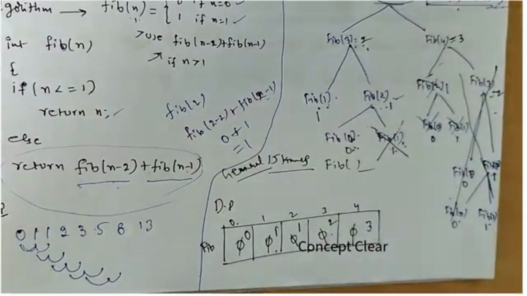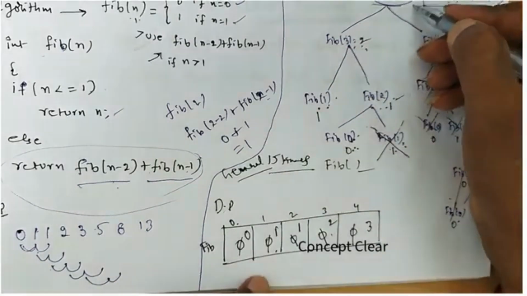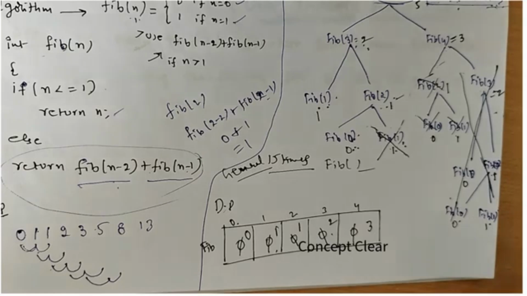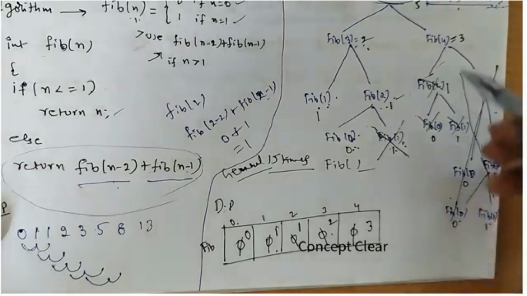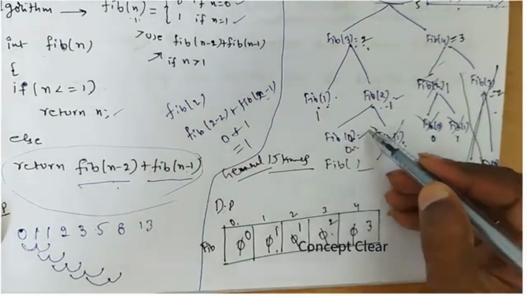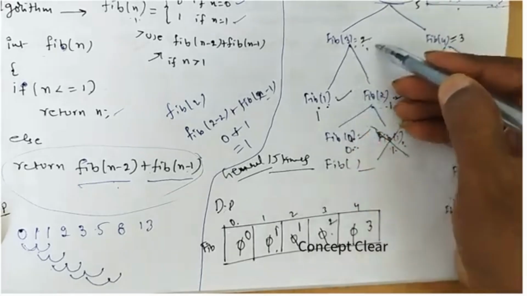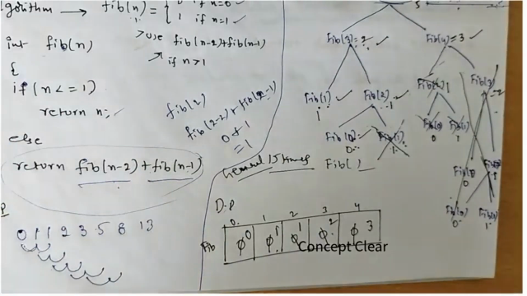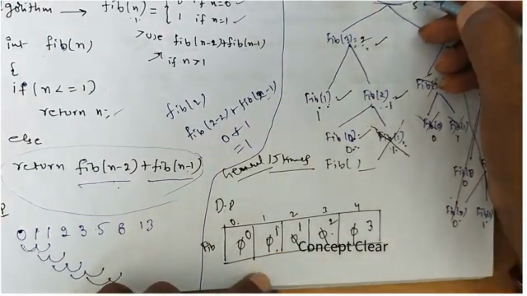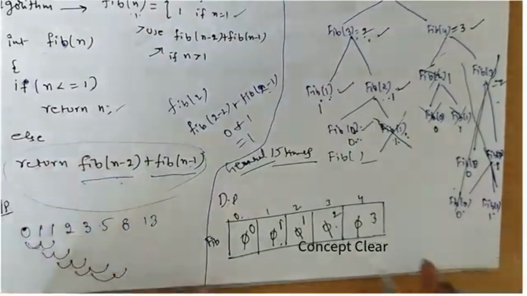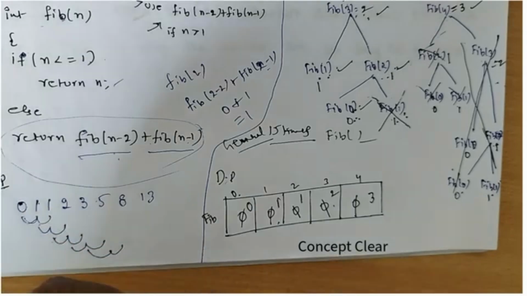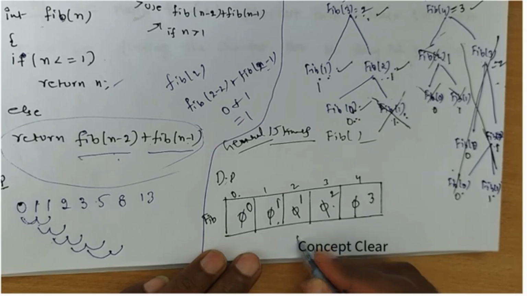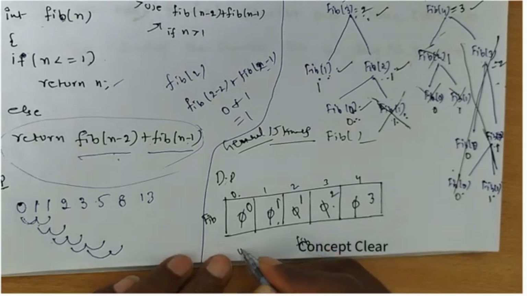And what about fib of 5 value? Fib of 5 value equals 5. Now check how many times we called the fib function here. Here we call the fib function 1, 2, 3, 4, 5. Totally 5, and this is the sixth time. So if you are using dynamic programming, we are calling the fib function only 6 times.